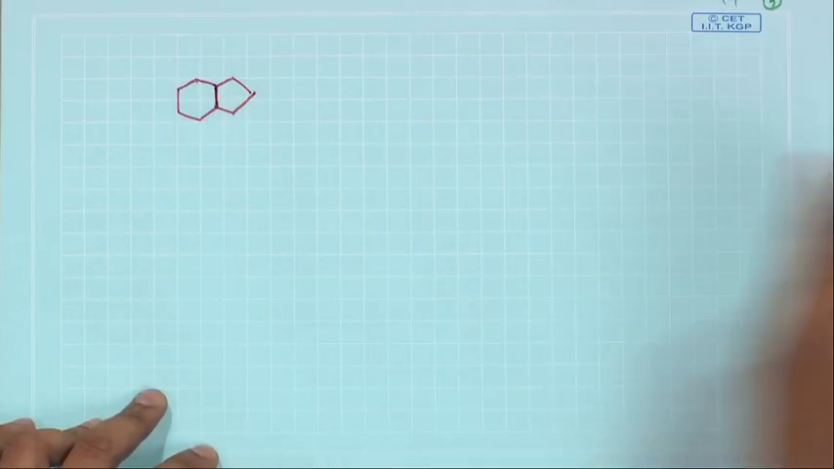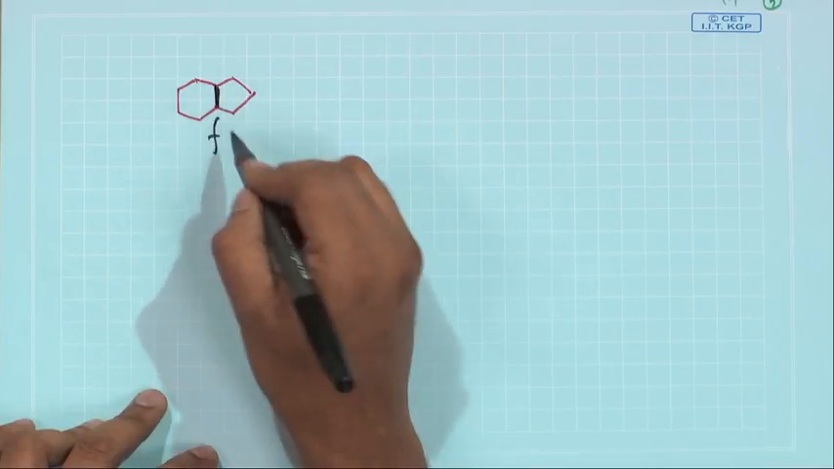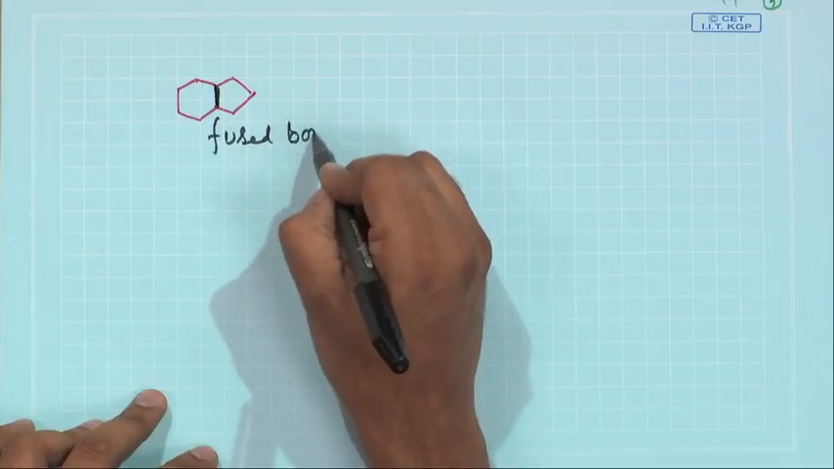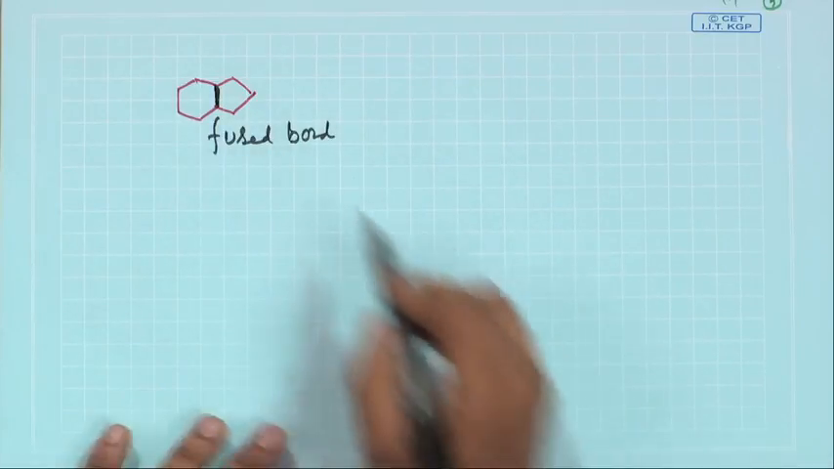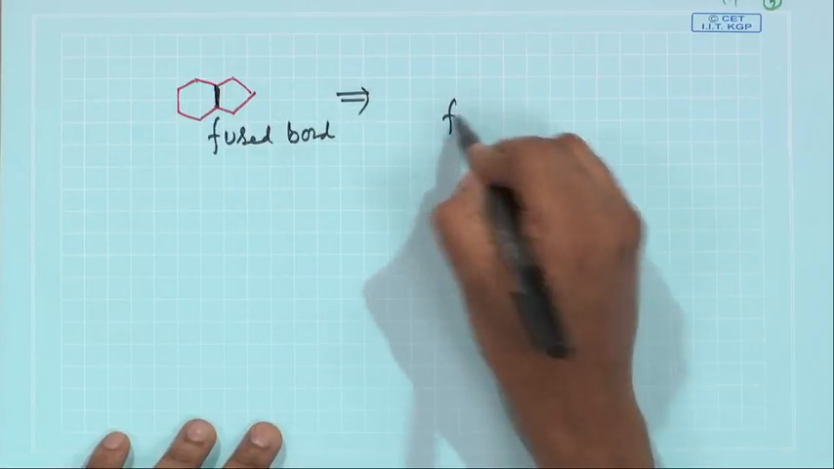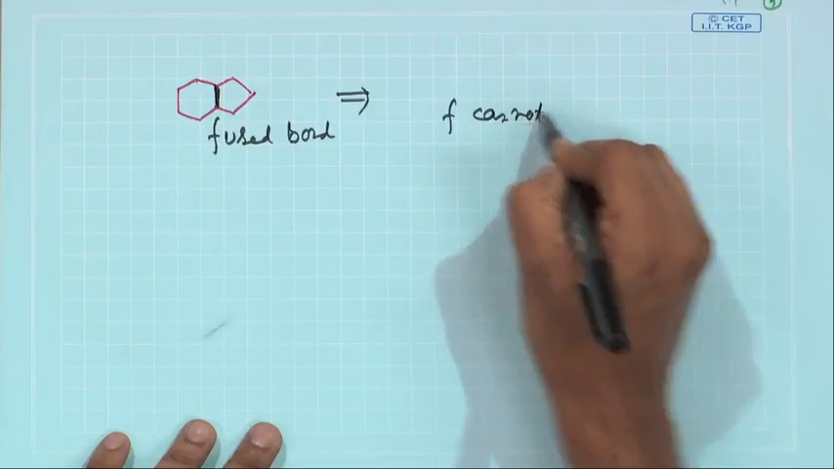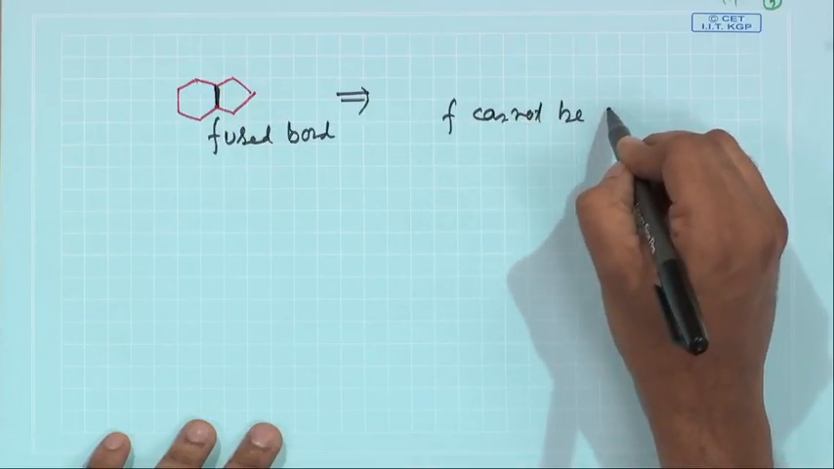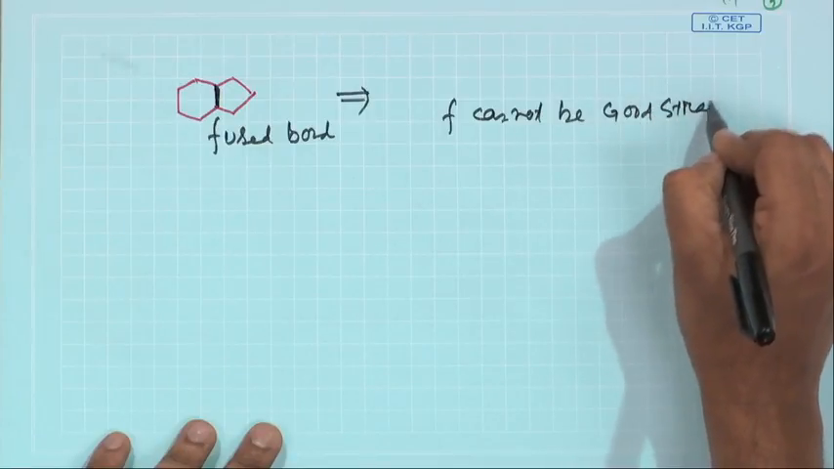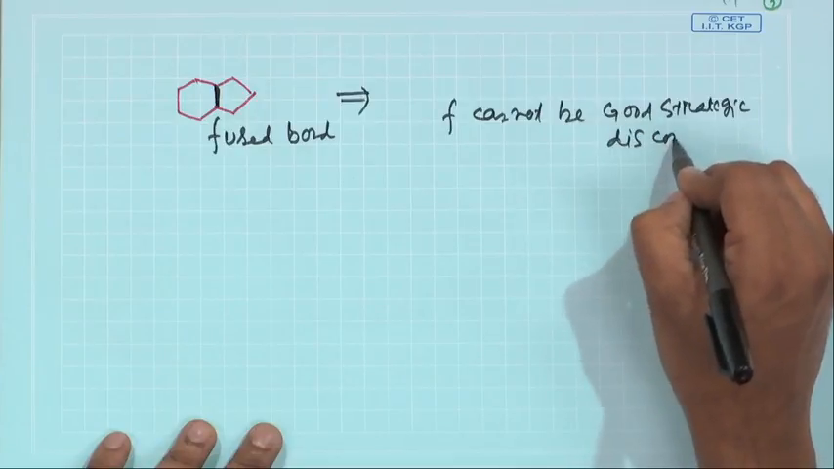Now, this ring or this bond which is common to both the rings is called the fused bond. Now, if you want to disconnect this kind of molecule, the fusion bond cannot be a good strategic disconnection, because a fusion bond is very difficult to construct.